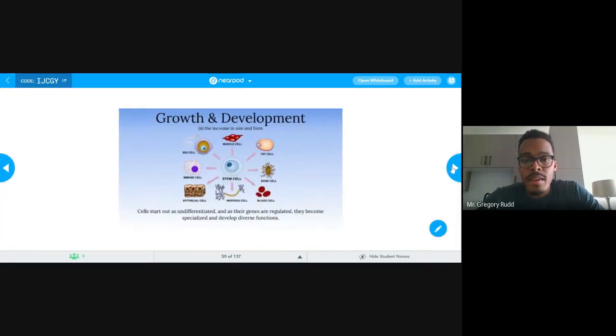All right. This is what allows for cells to develop different abilities and different functions. So cells, they start off as undifferentiated, and that just means that they don't have a specific job yet. We call those stem cells. But as their genes are regulated, they become specialized, and they might become a muscle cell or a fat cell or a blood cell or an epithelial cell, which makes up your skin and the lining of some of your organs, or an immune cell. So they develop these diverse functions once their genes are activated, once they produce specific types of proteins.